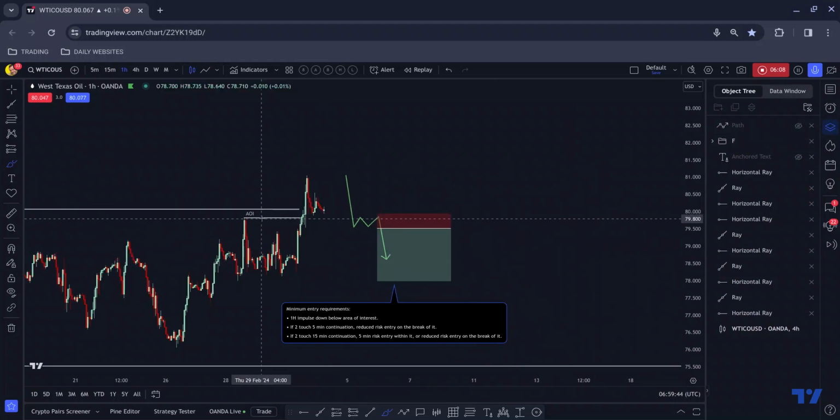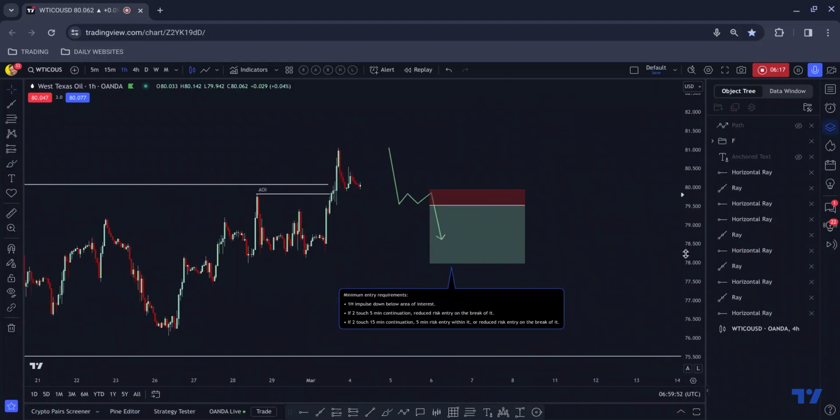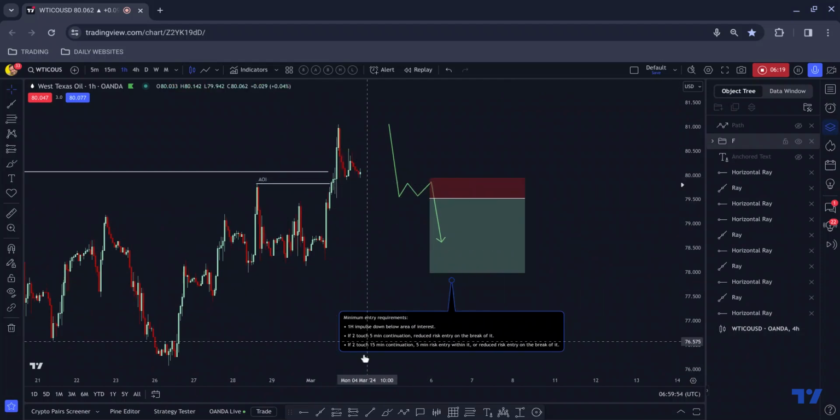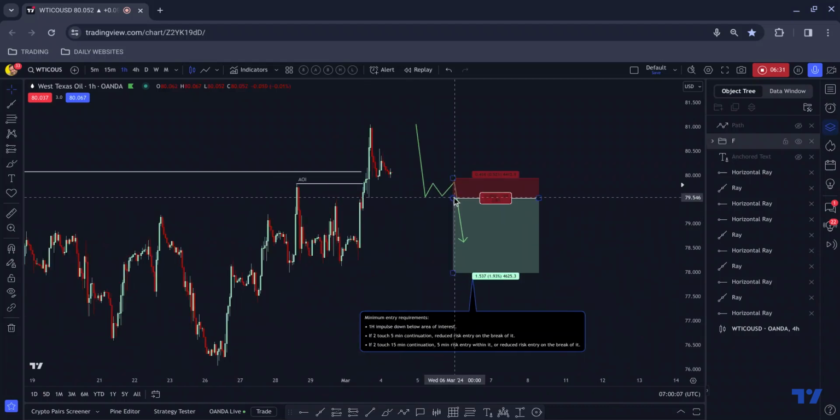I'll be looking for price to drop below this area of inflection, or area of interest, whatever you want to call it. So I'll be looking for a break below there, a 1 hour impulse down below the area of interest. If it's a 2-touch 5-minute continuation, so 6 to 8 corrective 5-minute candles, then I would look to get short with a reduced risk entry on the break.